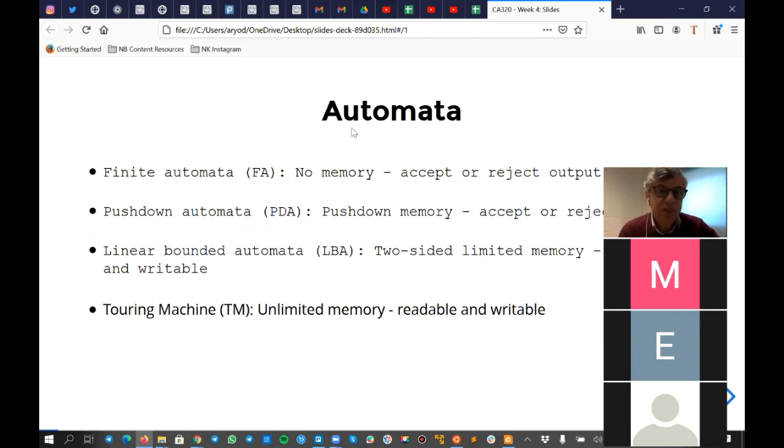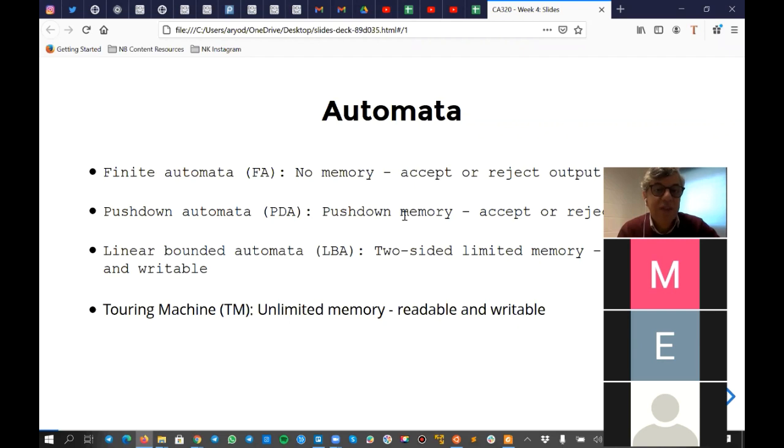There are different kinds of automata according to the Chomsky hierarchy. We are facing the FA, or finite automata, then pushdown automata, then linear bounded automata. What is the functionality of the finite automaton? Accept or reject an output.